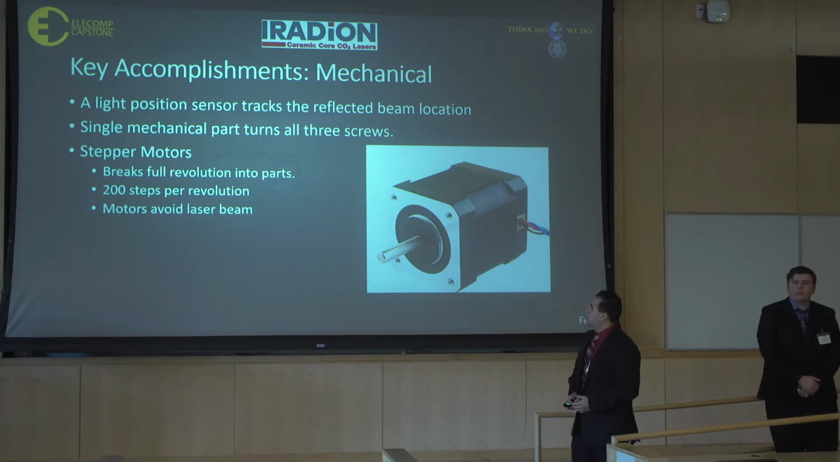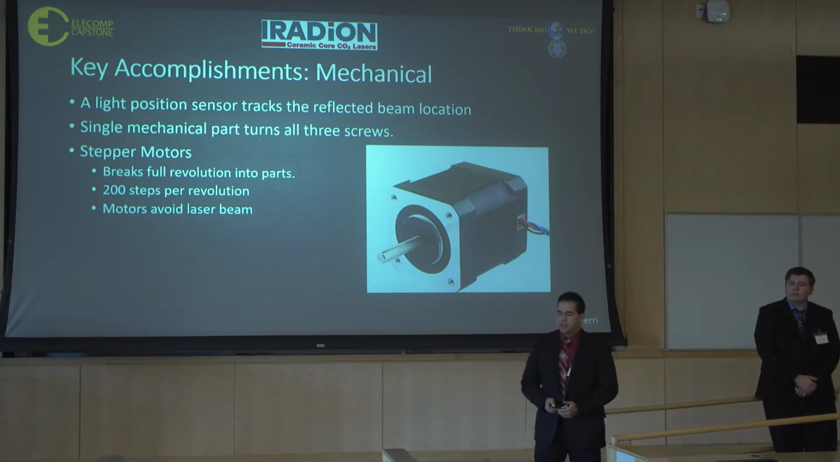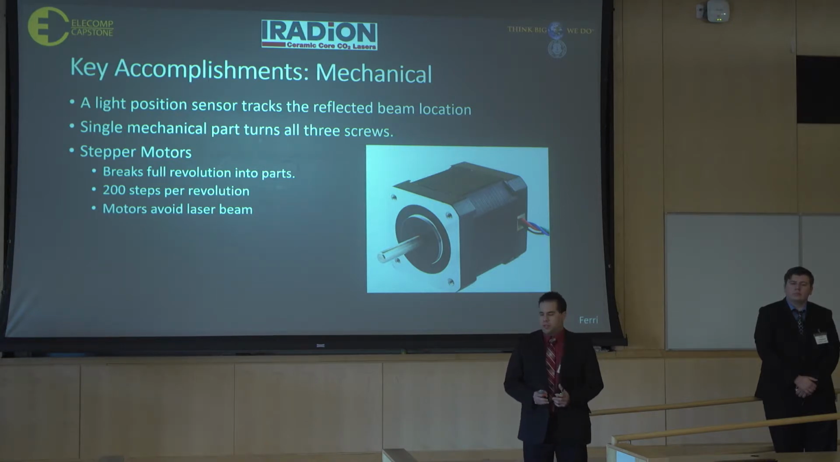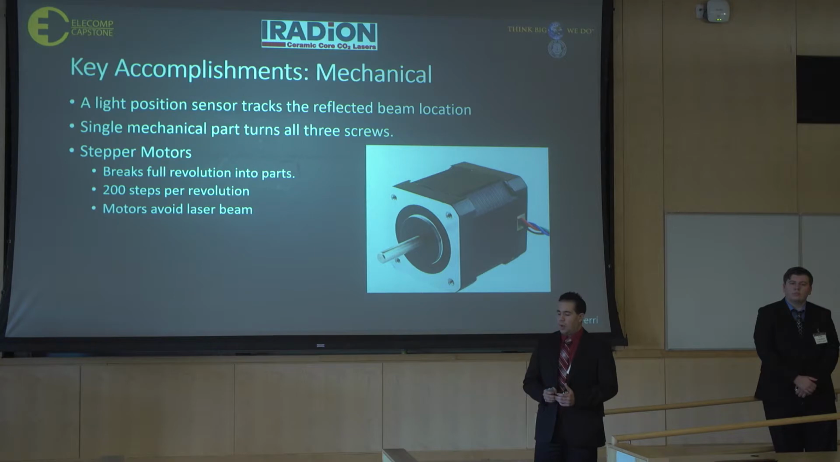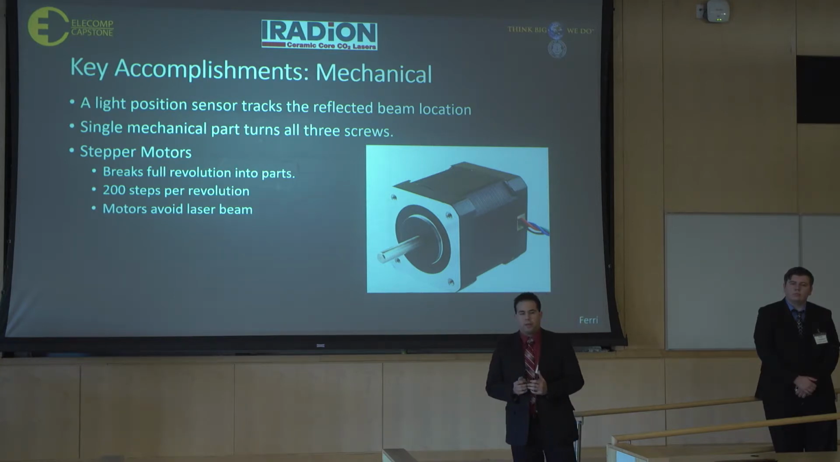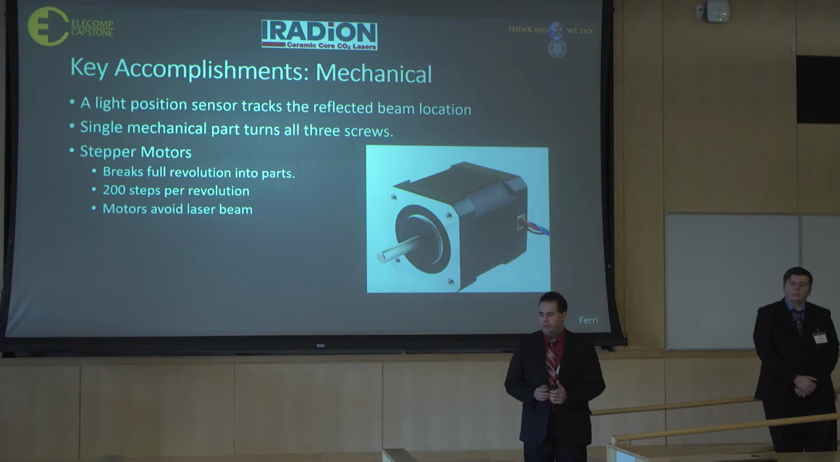beam. All right, so one of the first key accomplishments we'll look at is the mechanical side of the project. We begin by using a light position sensor that tracks the reflected beam location. And using this, we're able to create a feedback loop that allows us to control the position. We were able to create a single mechanical part that is able to couple on to the mirror screws and turn all 3 of them.